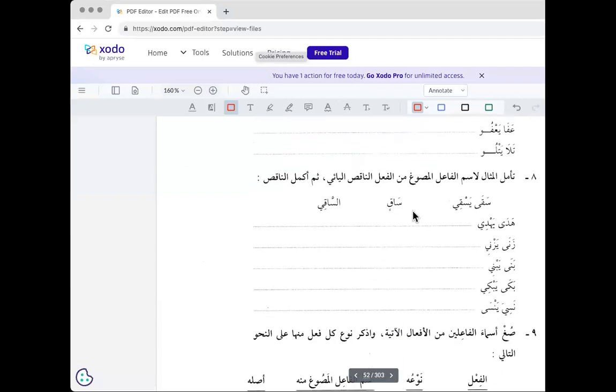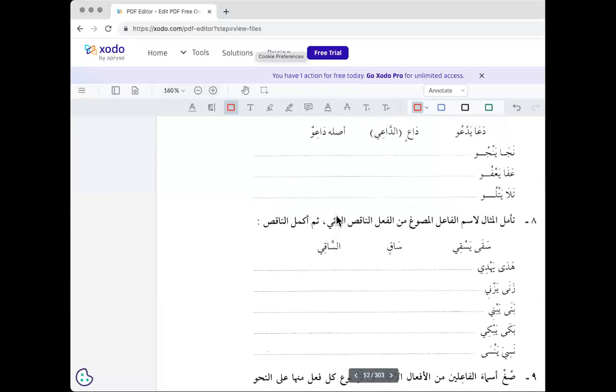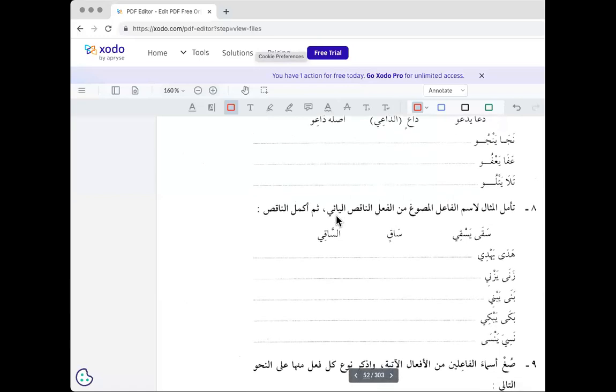Barakallahu fikum. Now let's go to الناقص اليائي. هدى يهدي. Well, they gave us examples. سكا يسكي. ساكن. Over here they're not asking us to give the asl. There's no asl. That is the asl. But they ask you to do it with alif or lam.